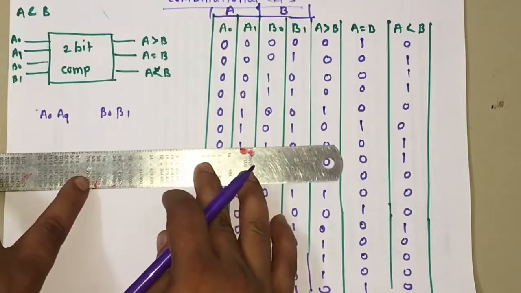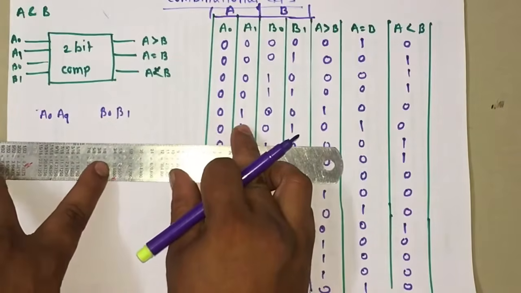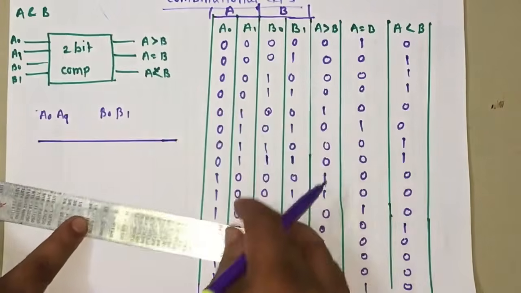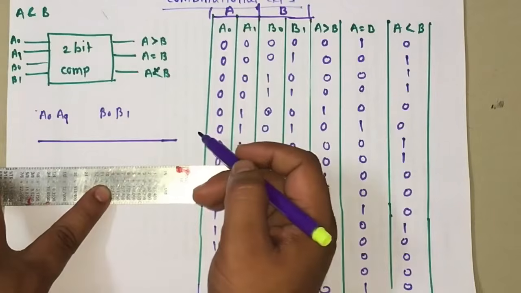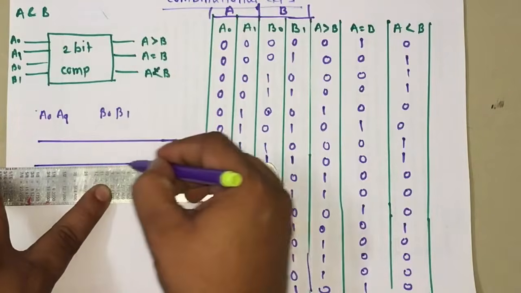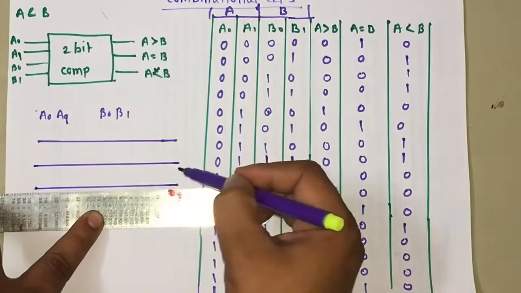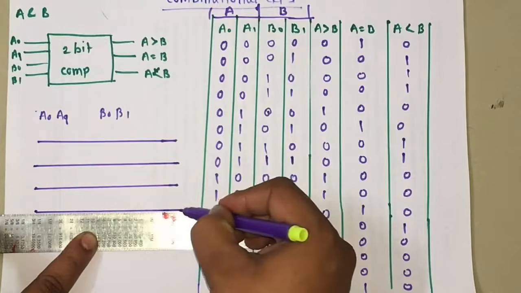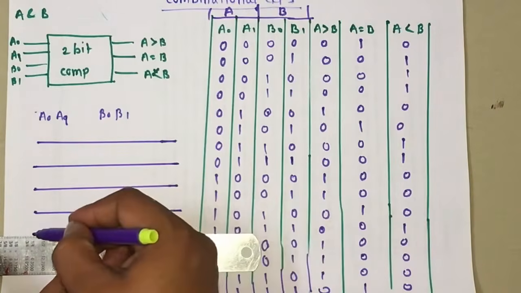To find the equation here we will use the K-map. As 4 inputs are there, we need to draw the 4 variable K-map. So let's draw the 4 variable K-map. For a 4 variable K-map we need a total of 16 boxes. 1, 2, 3 and this is 4.